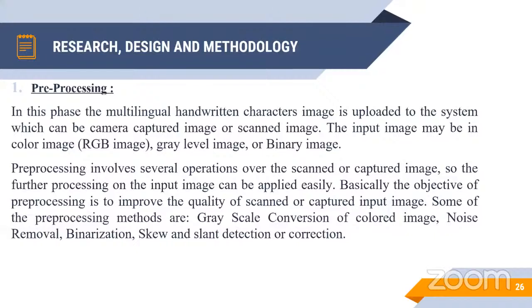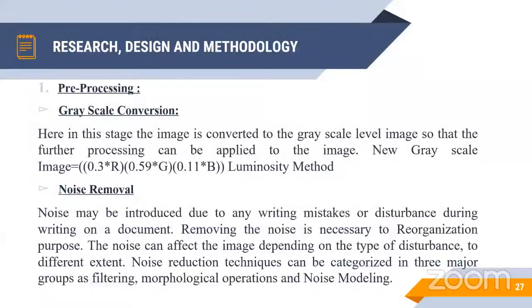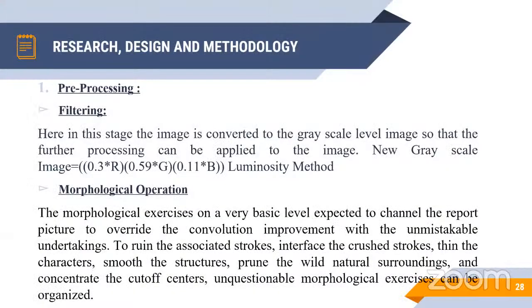Some of the pre-processing methods are grayscale conversion of the colored image, noise removal, binarization, and skew and slant detection and correction. In the gray conversion, the RGB value is computed as 0.3 into R, 0.59 into G, and 0.11 into B, that is red, green, and blue. This method is used. In noise removal, removing noise is very necessary when I want to go for image processing. For filtering, I want to filter that one particular image using certain different operations.